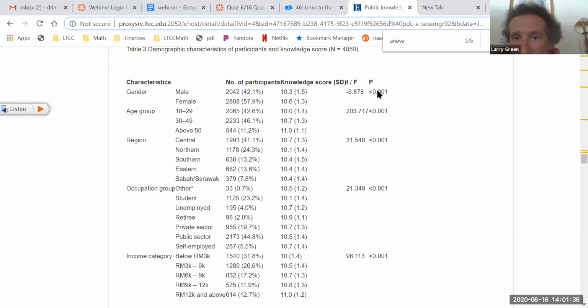And by the way, they got a p-value of 0.001. So does gender matter? What do you think? So is gender a factor in knowledge of COVID in Malaysia? It's something you should all know. Take a look, 0.0001, 0.001, that's the key.